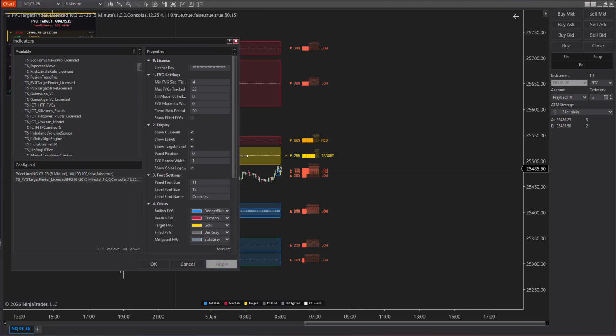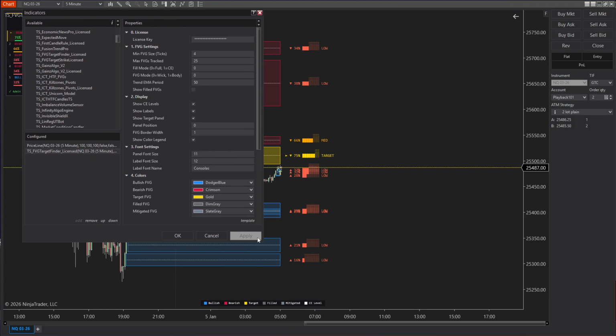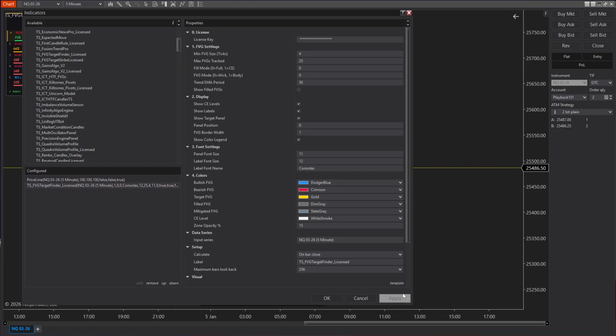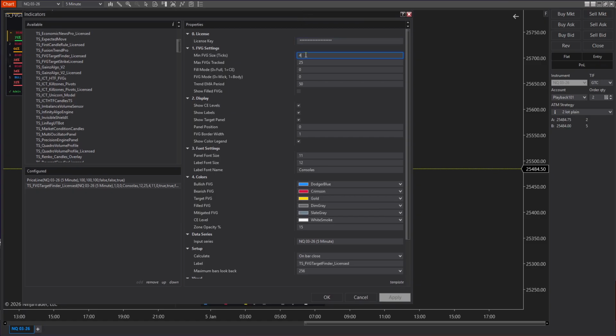Before we hit OK, let me walk you through the settings because there's some important stuff here. Starting with the FVG settings group. Minimum FVG size in ticks, this is your filter. Default is 4 ticks. If you're on a lower time frame and getting too much noise, bump this up to 6 or 8. If you're on a higher time frame and not seeing enough gaps, you can bring it down. I like 4 for the 5-minute chart.